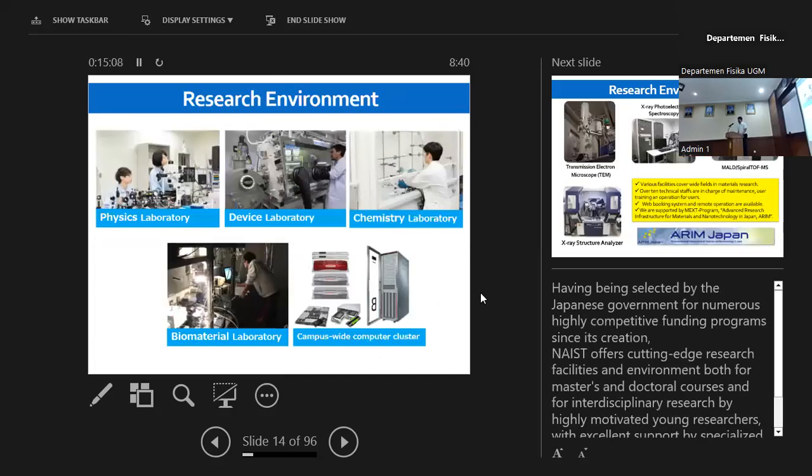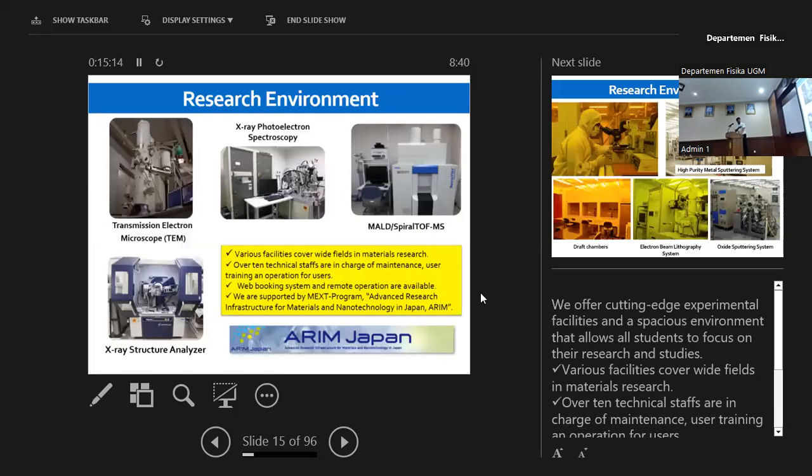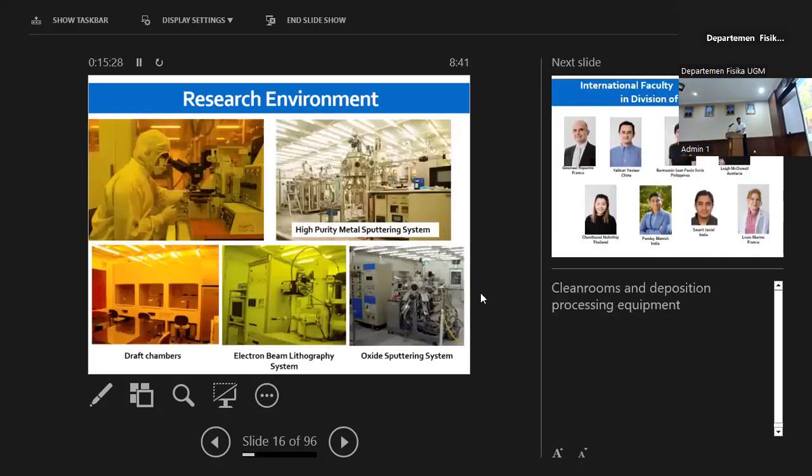So the research environment in NAIST is very good. For example, we have transmission electron microscopes, XPS (X-ray photoelectron spectroscopy), time of flight mass spectrometers, XRD, and so many other equipment that we didn't list here. Our research environment also includes the clean room. Actually, I fabricate most of my devices in the clean room.